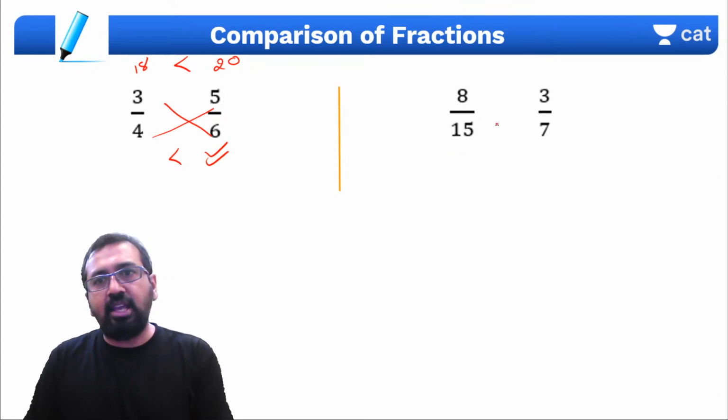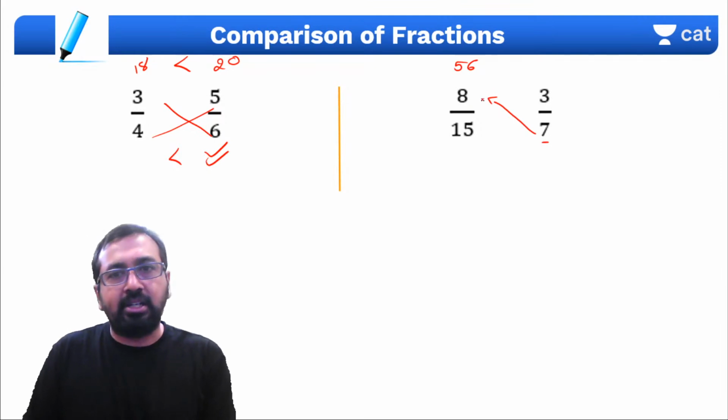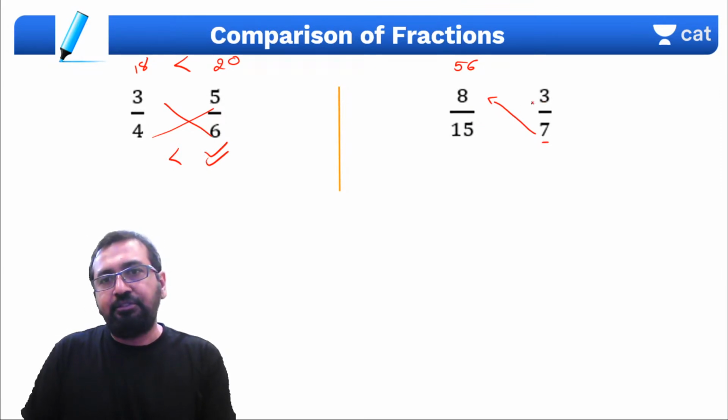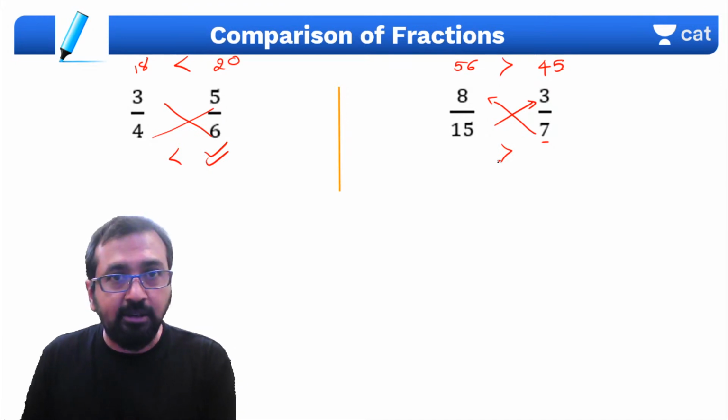Same way, you can apply that concept over here. 7 8s are 56. I'm multiplying this denominator with this numerator. 7 8s are 56. 15 3s are 45. Simple, since 56 is greater than 45, 8 by 15 is greater than 3 by 7.